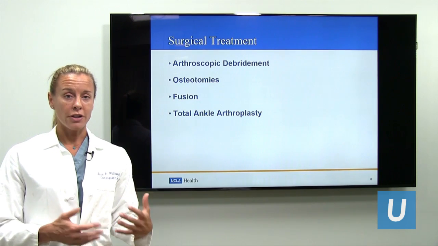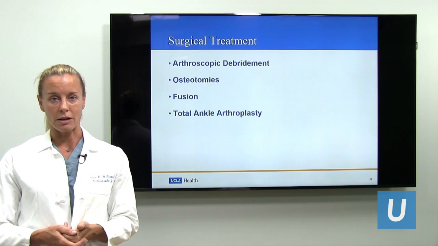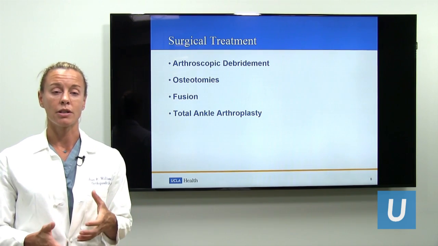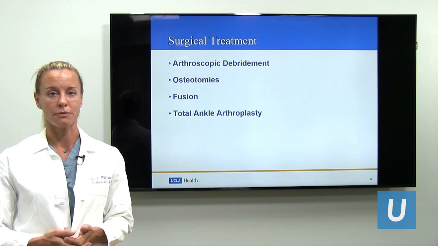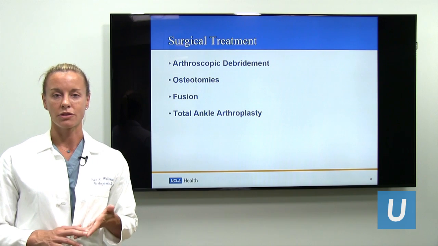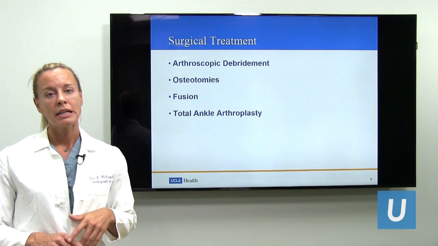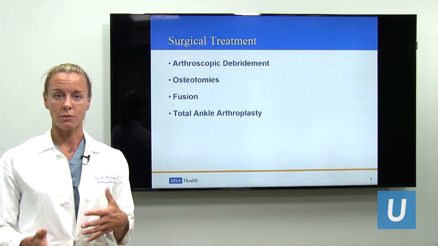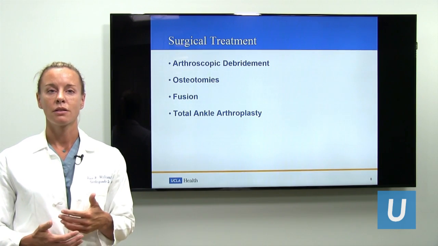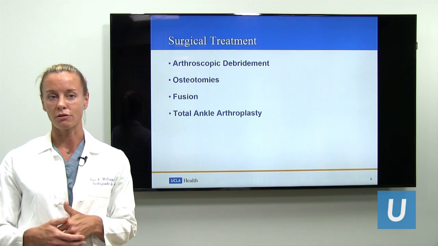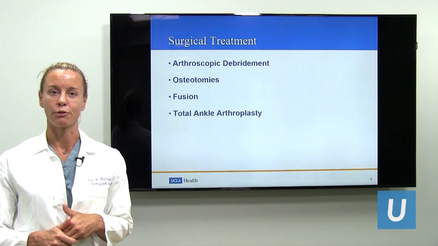If those start to fail, then there are a few surgical options, and these options vary depending on what stage of arthritis you have and how much the pain is limiting you. These can be things such as an arthroscopic debridement. It can involve osteotomies, which means cutting parts of the bones. There's fusion, and there's ankle replacement. So we'll briefly go through all of those.